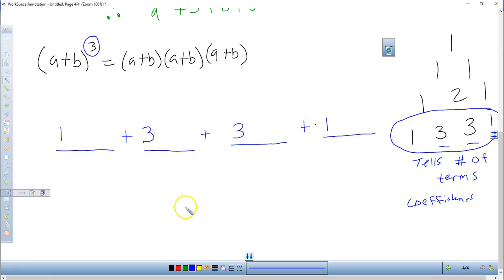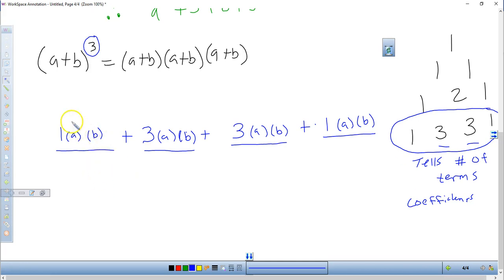Okay, so I've got my setup done. The only thing I have to do now is fill in my a's and b's. So I'm going to put a's and b's in parentheses in every blank. Okay, now I've filled in my a's and b's.